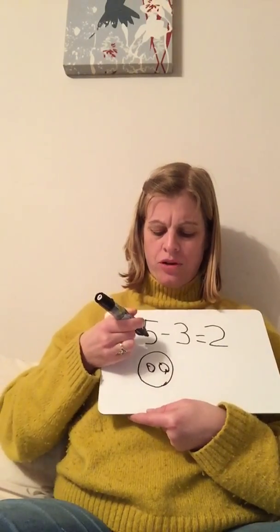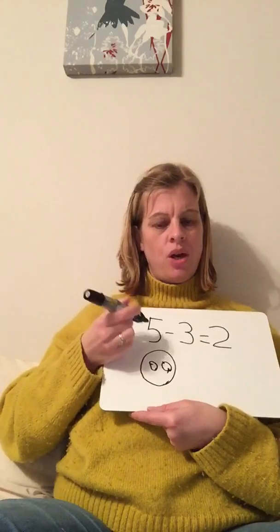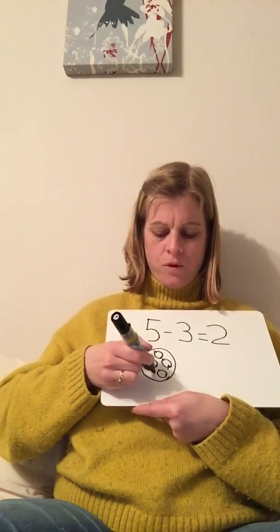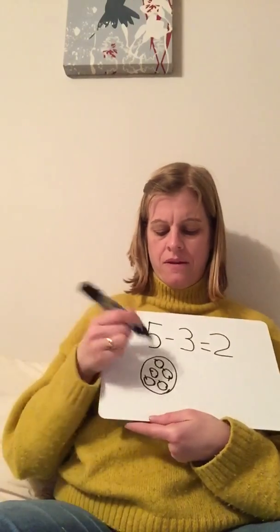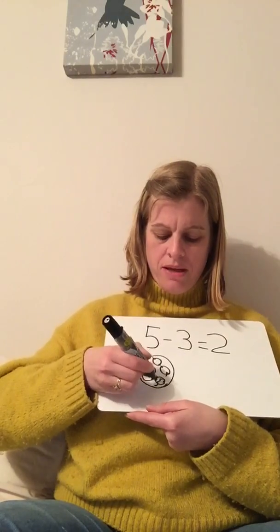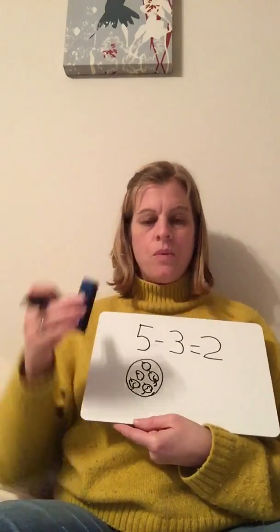I need to draw 5 because that's my whole. That's what I'm starting with. 1, 2, 3, 4, 5. I've got 5 apples, and then a worm is going to come and eat 3 of them. 1, 2, 3, and now I've got 2 left. There is my picture.